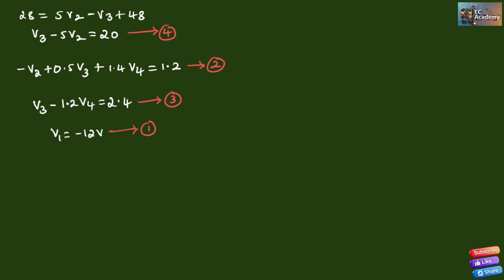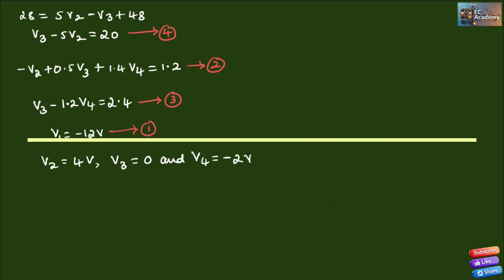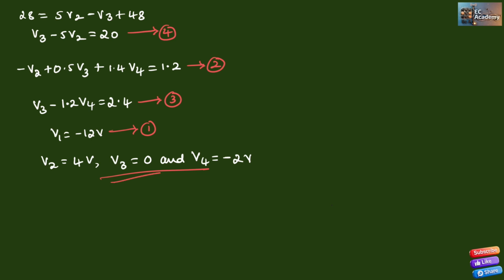Now let us use a calculator and solve equations 2, 3 and 4. We'll get the values of V2, V3 and V4. So we'll get V2 is equal to 4 volt, V3 is equal to 0 volt and V4 is equal to minus 2 volt. So these are the values of voltages for the given circuit.